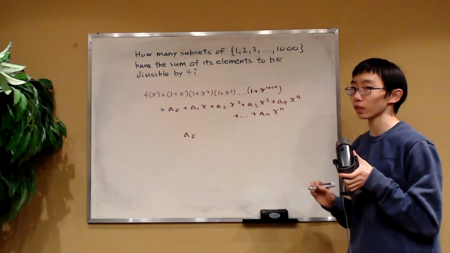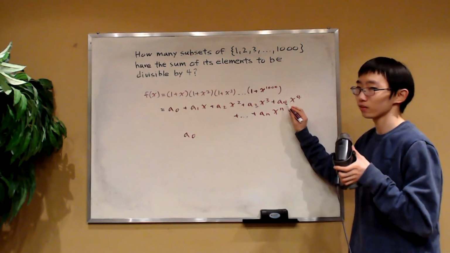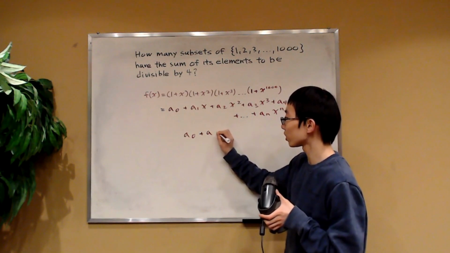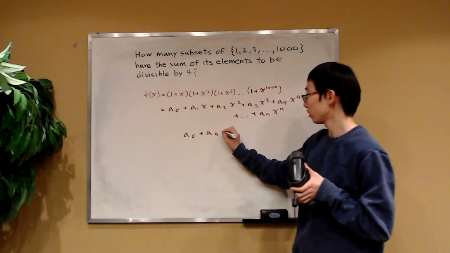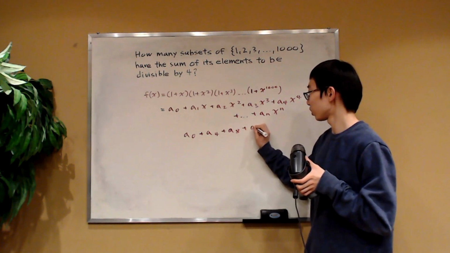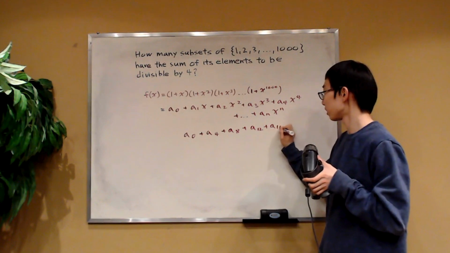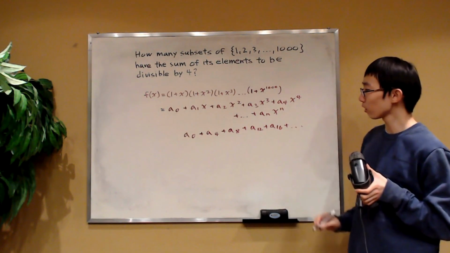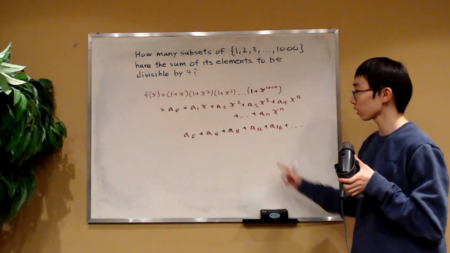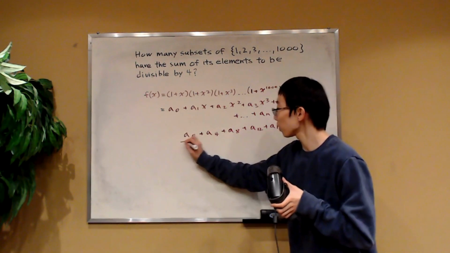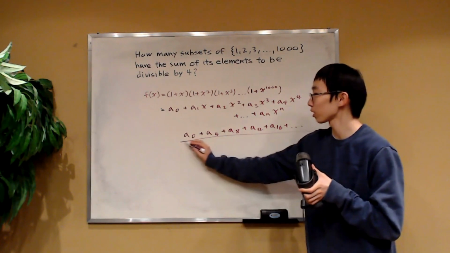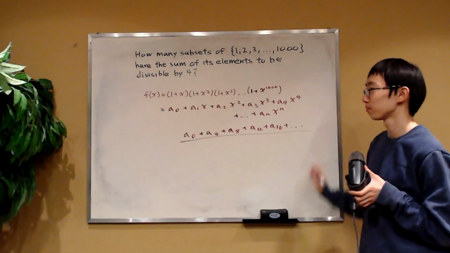But our subset can also have a sum of 4, and the number of subsets is a4. So we can also have a4 added to our count. And so is the same story with a8 and a12 and a16 and so on and so forth, right? Any coefficient where the index is a multiple of 4 can be added to our sum. So actually, we just want to compute this sum. We don't need to find each individual value. We just want to compute what this sum is.